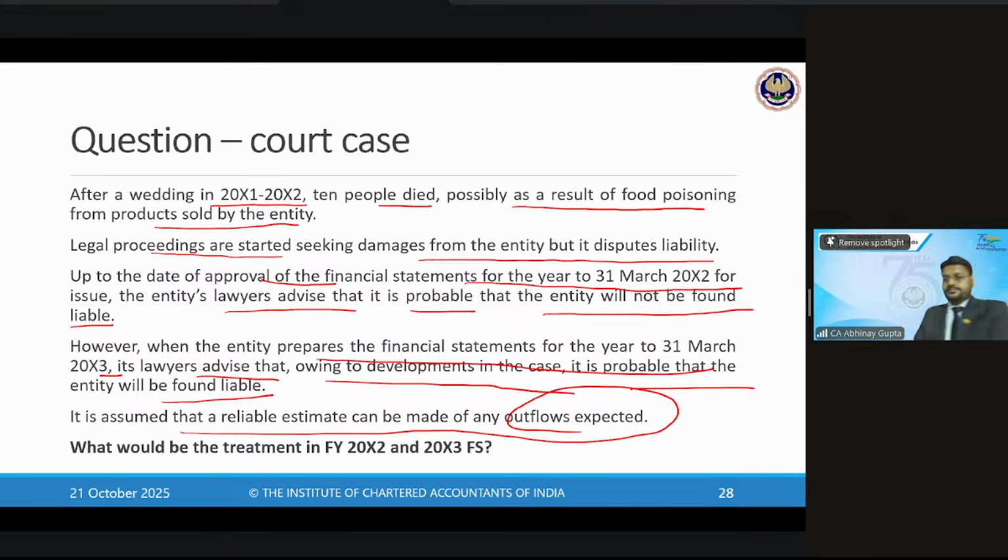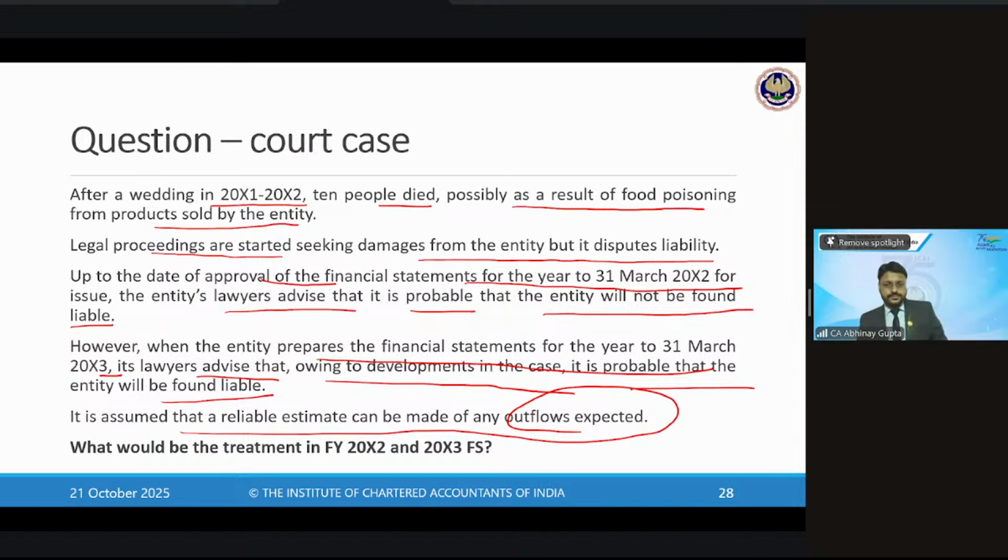In X2, it will be a contingent liability, and in X3, a provision would be required to be made in the financial statement. Okay. Why? So let's follow the rule book. Whenever we do these questions, we promise to ourselves that we will not answer on our gut feeling. Sometimes we answer on the basis of gut feeling, right? So we will simply follow the rule book.